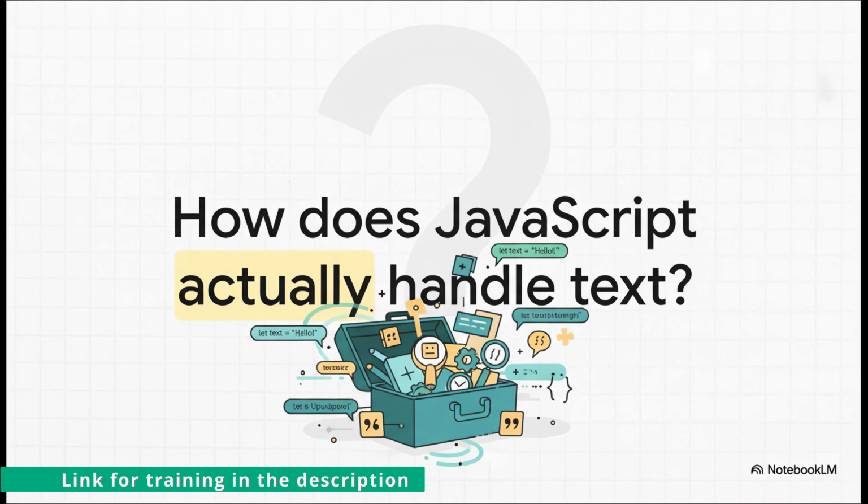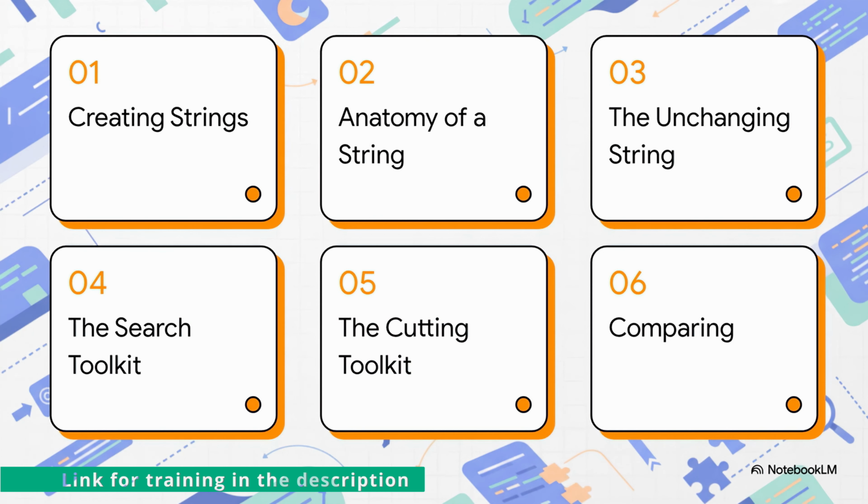We are going to pop open the JavaScript string toolbox and really dig into what's inside. We won't just look at how to do things, but also why they work the way they do. That way, you can write code that's not just functional, but cleaner and way more efficient. So here's our game plan. We'll start with the absolute foundation, just creating strings. Then we'll look at their basic anatomy and uncover a super important, unchangeable rule about them. After that, we'll open up our search and cutting toolkits to find and slice up text, before we finish with the secret to comparing strings like a pro.